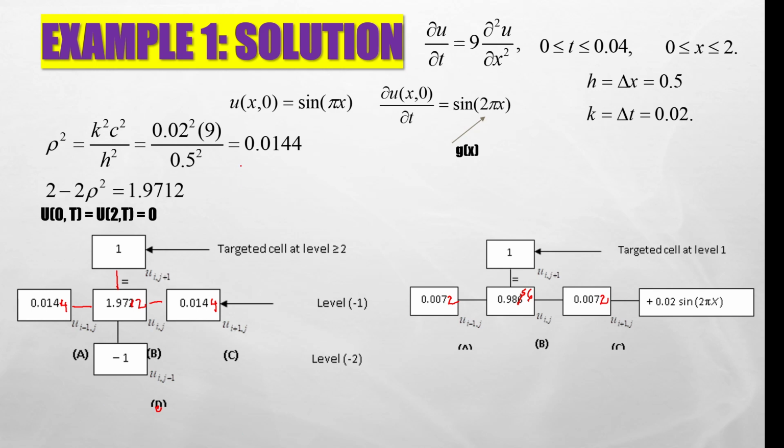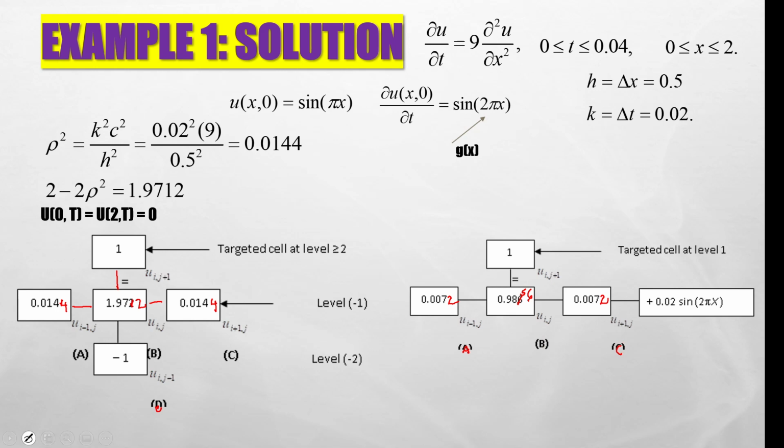Just calculate the rho squared, then put 2 minus 2 rho squared into the 3-level scheme. So this scheme can be used to calculate level 2 onward, and you need to calculate level 1 first before you can calculate level 2. For level 1, from the middle level, all the coefficients you divide by 2, then add up with k g(x). g(x) is from del u del t when t equals 0. To calculate level 1, this is the left bottom cell, we represent using variable A, center bottom we use B, right bottom we use variable C.